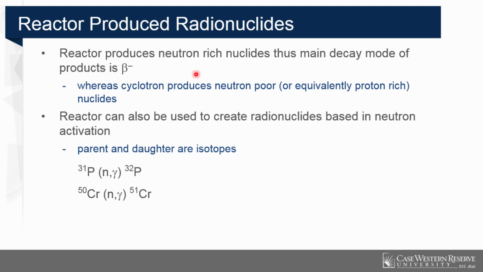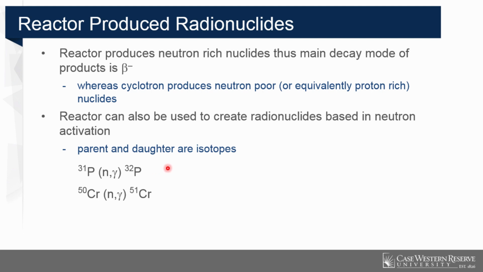So within the nuclear reactor, it will produce neutron-rich radionuclides. Neutron-rich means it has too many neutrons to hold the nucleus together. It will decay by emitting beta, which is a negatively charged electron. In contrast, a cyclotron will produce neutron-poor radionuclides. Those radionuclides do not have enough neutrons within their nucleus, so they are also unstable. They will decay. And there are two equations, as the last slide showed you.